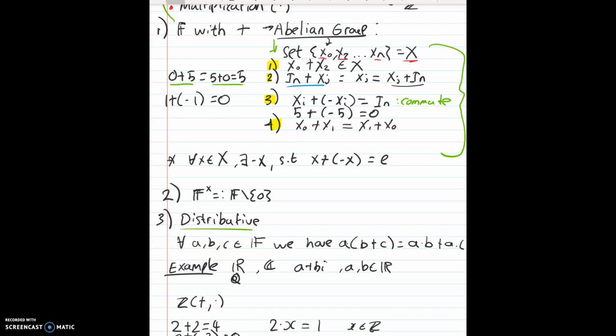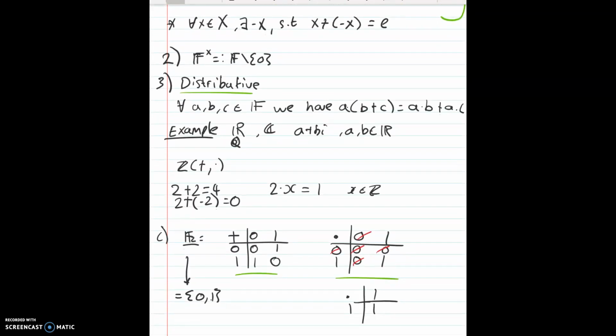And finally, they must commute. 5 times 6 must be equal to 6 times 5. So any two elements of the set, under multiplication, as you know it, must commute. Okay, so that's a quick, rough definition of what a field is. And I missed one important axiom out. This is distributivity.